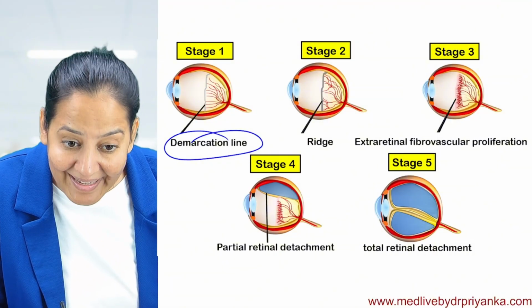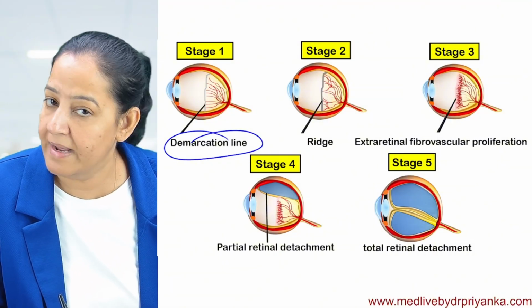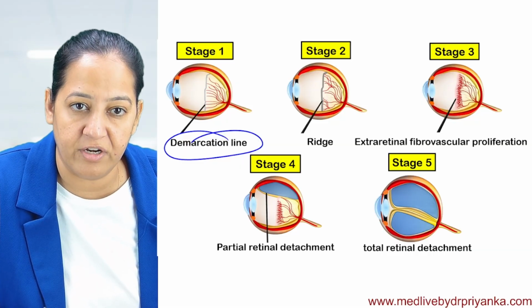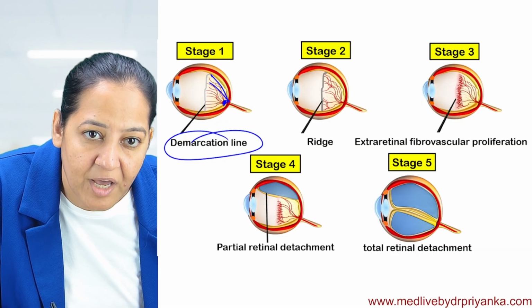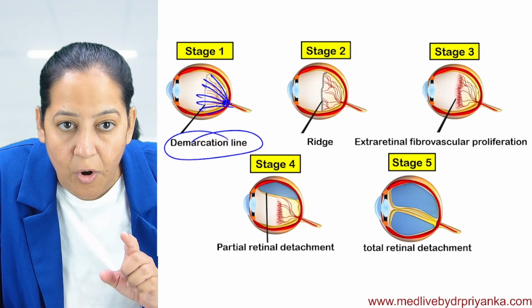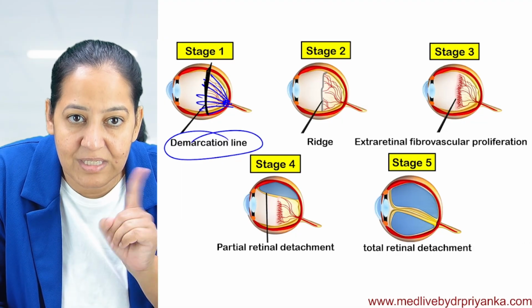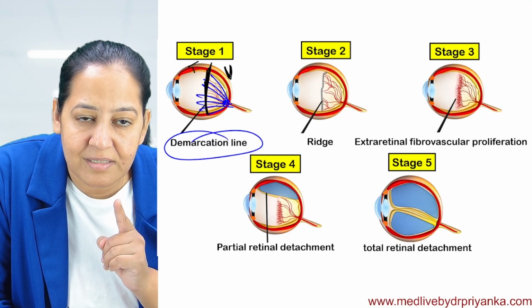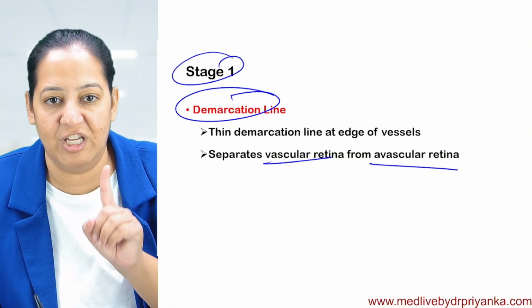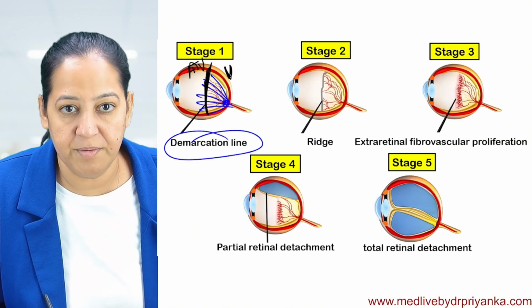Till that line, the retinal vasculature is migrated. And after that, they are not migrating because VEGF is downregulated. So you can see these are the retinal vasculature. They are migrated till this point, and after that, their migration is halted. So this is vascular retina and this is avascular retina, and there is a line between them. This is stage 1. There is a demarcation line.